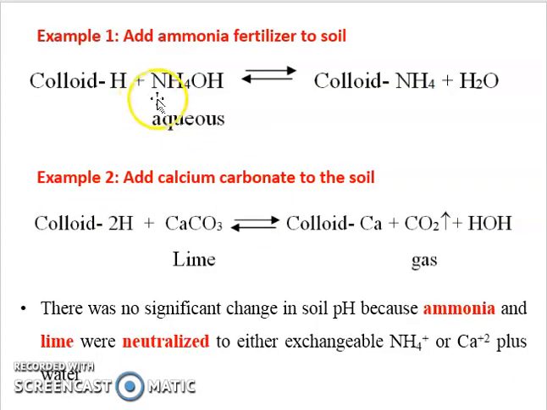Here is an example of how the buffering capacity works. If you have a colloidal particle and H is exchanged on the soil colloidal particle, this is a reserve acidity. If you put ammonium hydroxide in this aqueous solution, aqueous meaning water solution, the ammonium ion will be exchanged, and water will be released to the soil solution. Consequently, the ammonium effect to increase the soil pH will disappear.